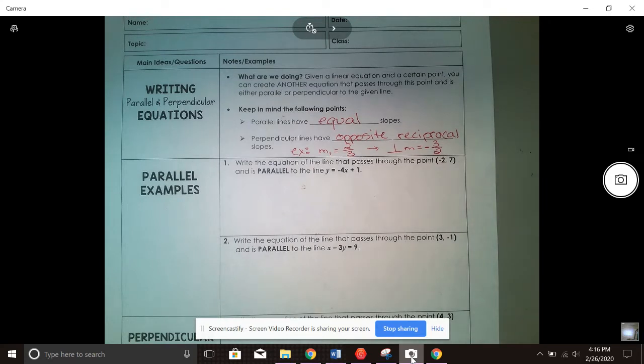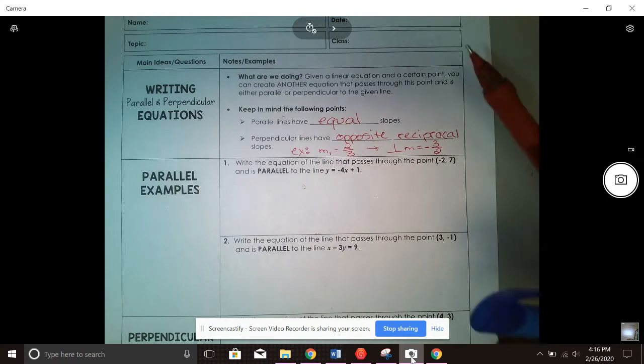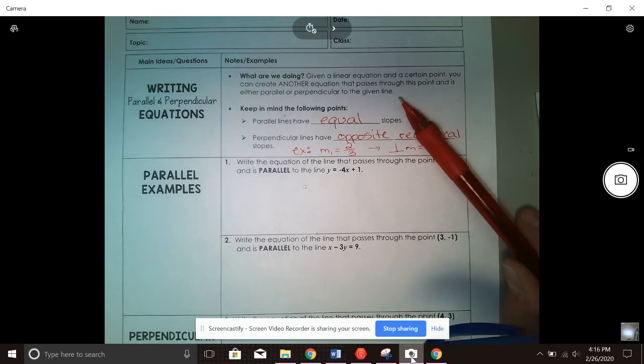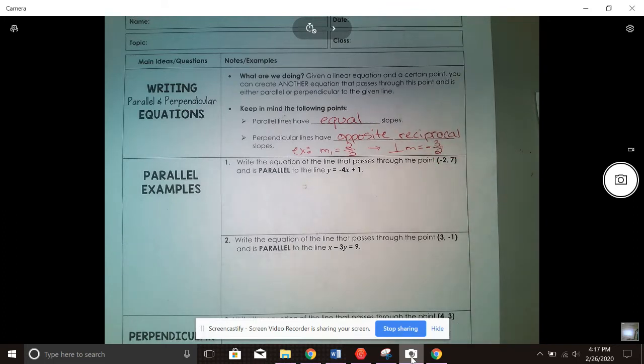So here's what we're going to be working on. We're going to be given one linear equation and a random point. You're going to be asked to create another equation that passes through that point, and it must come out parallel or perpendicular to the original line. So you'll be working with two lines at the same time. Let's look at our first parallel line example. It says, write the equation of a line that passes through this point and is parallel to this line.